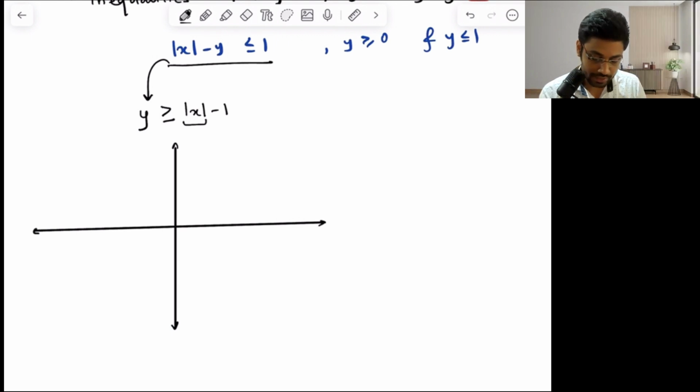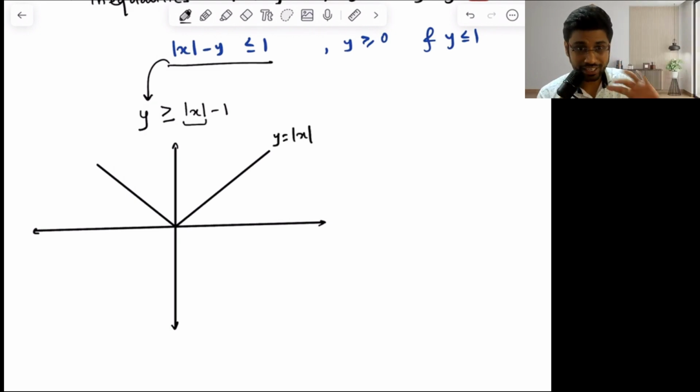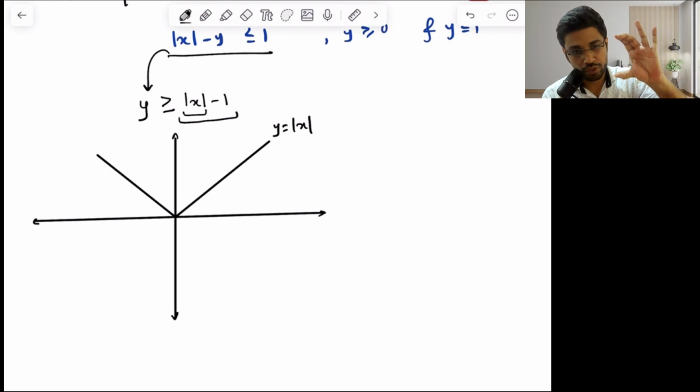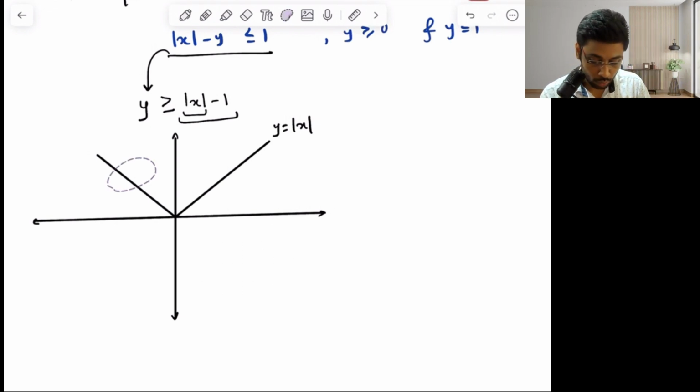I hope you know what's the graph for modulus of x and how it looks like. So modulus of x is just a V graph. Okay, this is the graph for y equal to modulus of x. Mind you, I'm still not getting into the inequality. I'm just proposing y equal to modulus of x. Now, the question says modulus of x minus 1. So the whole thing will shift 1 unit downwards. I hope you know this concept. So this whole graph will shift 1 unit downward.